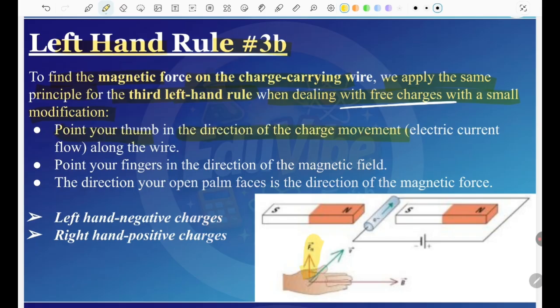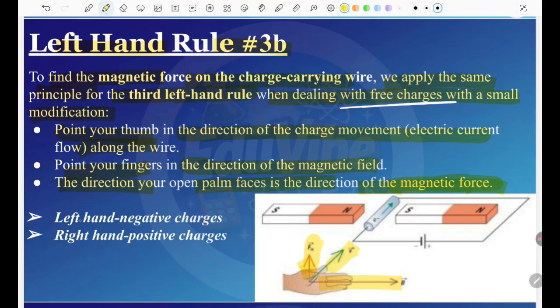So the thumb is the direction of charge movement, the direction of electric current along the wire. Then we have the fingers, which show the direction of the magnetic field. The direction of your open palm indicates the magnetic force. So that is about the magnetic force.